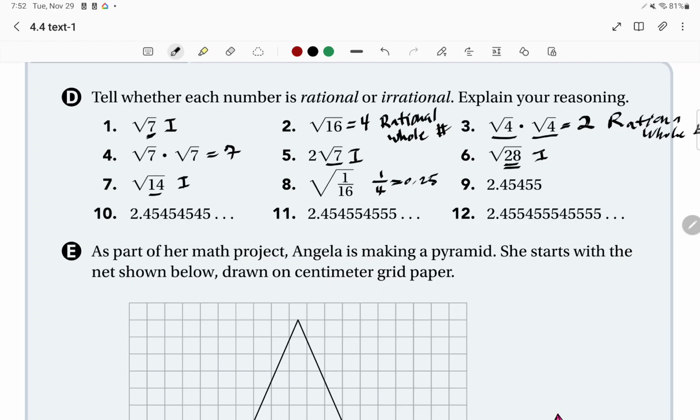Number 9, that is a rational number because it is terminating, and you can write that as a fraction. So that is going to be rational on this one. On number 10, this is rational because it does repeat. So since it repeats, it is rational.